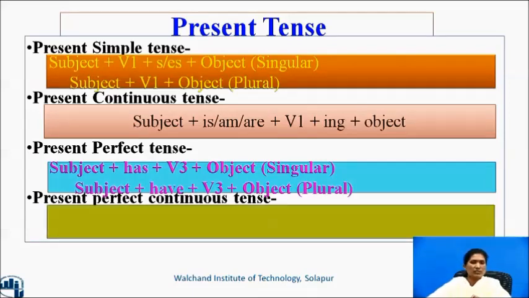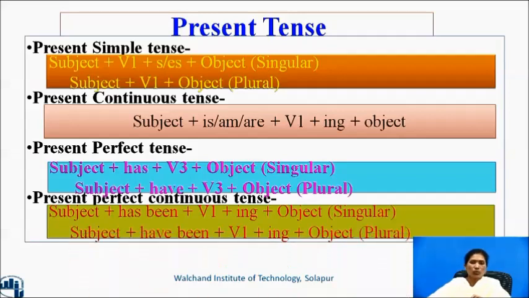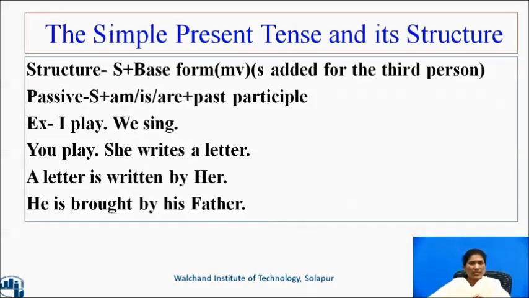And present perfect tense: subject plus has plus third form of the verb, called the past participle, plus object in case of a singular subject. If you are using a plural subject, then subject plus have plus third form of the verb plus object. Then present perfect continuous tense: subject plus has been plus ing form of the verb plus object in case of a singular subject. If you are using a plural subject, then subject plus have been plus ing form of the verb plus object.